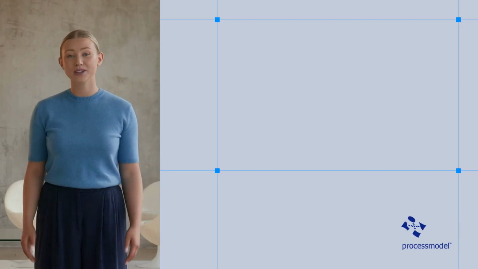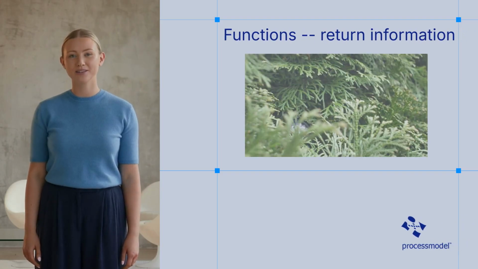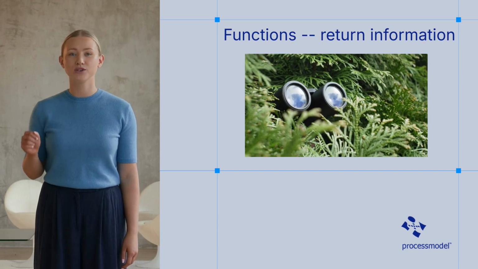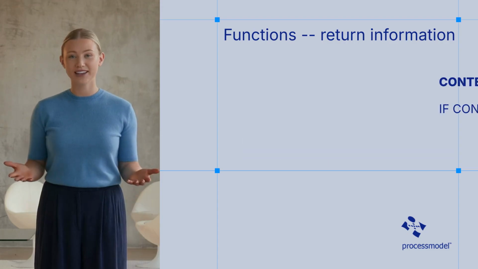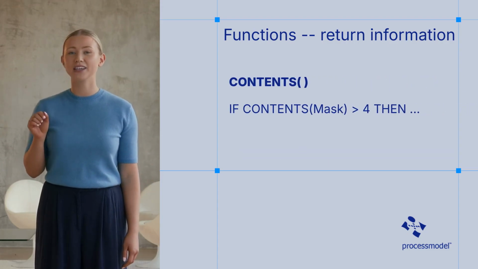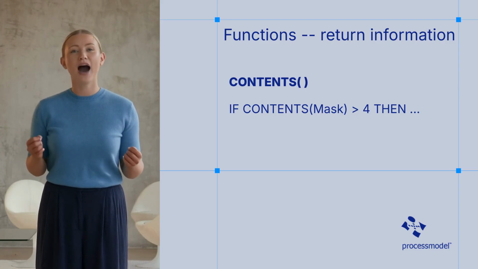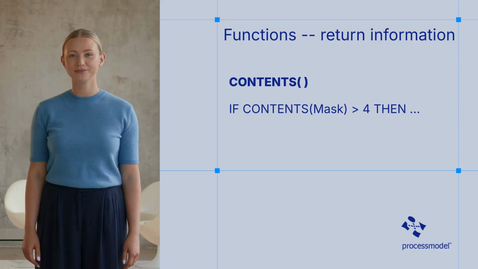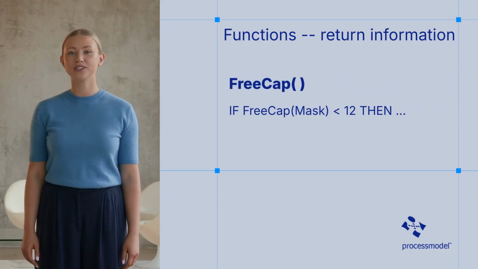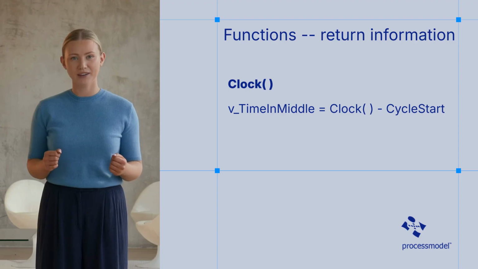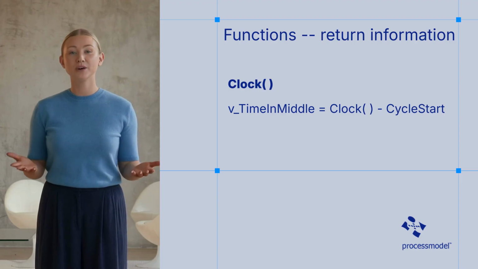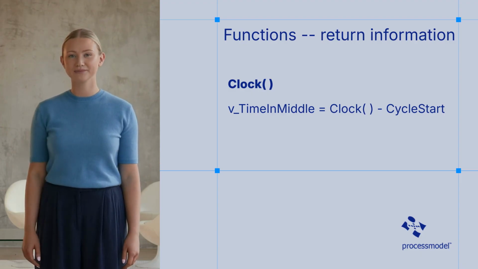While statements do things, functions return information. They are the eyes and ears of your logic. For example, contents tells you how many entities are currently at a specific activity. You can use this to make decisions based on how busy a location is. FreeCap returns the available capacity of a location. And clock returns the current simulation time. This is vital to capturing throughput time in the middle of a process.